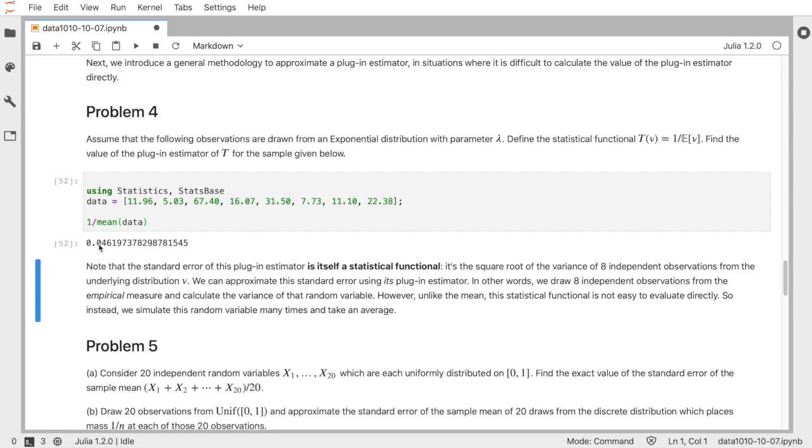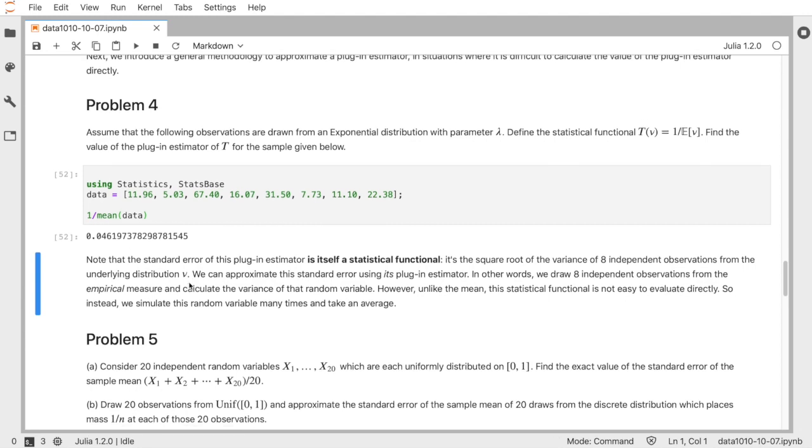But this exact number doesn't tell us very much because we don't know how close to expect it to be to the actual parameter lambda. So we want to know the standard error of this estimator so we can put some confidence interval around it. And notice that the standard error of this estimator is itself a statistical functional. So it's the point we were making earlier. It's defined to be the standard deviation of 8 independent observations from the underlying distribution nu. So we only get these observations, we don't get nu, but we can still form the plug-in estimator of this new statistical functional, the standard error of the first estimator. And we can do that through simulation.